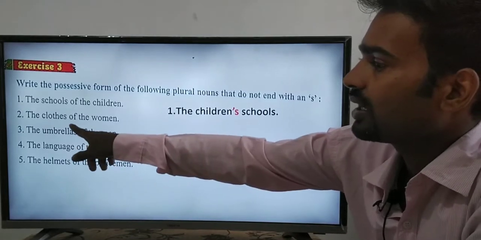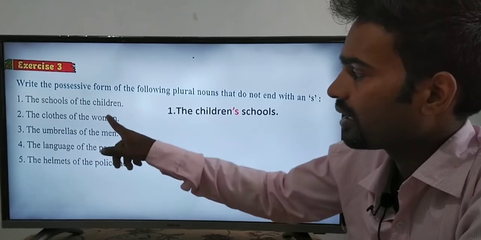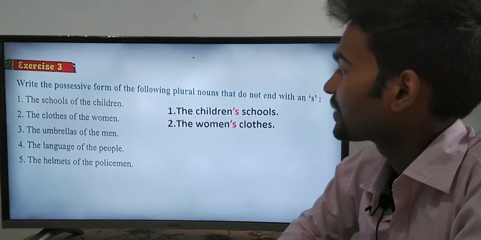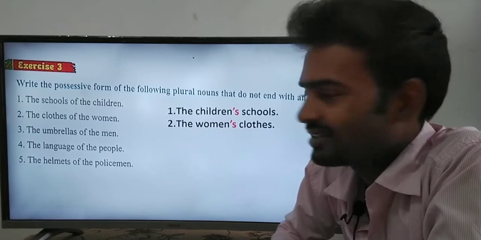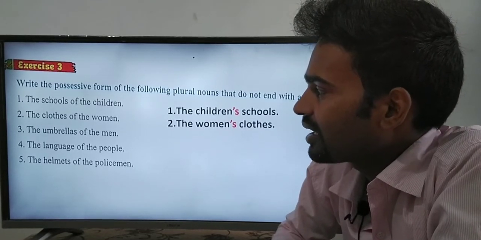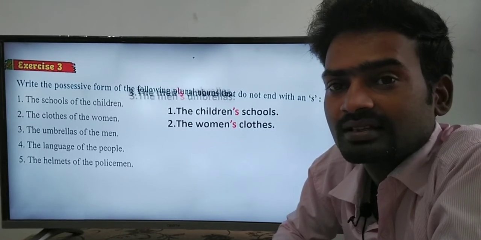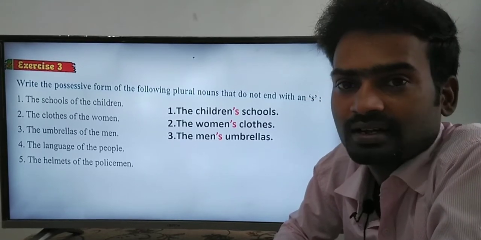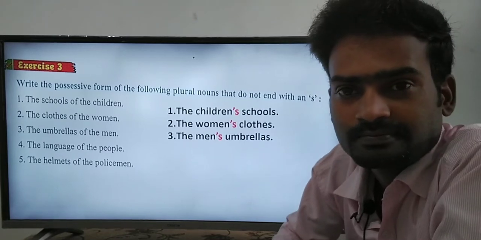And the second one, the clothes of the women. Women is already a plural, we add apostrophe and then s, the women's clothes. The women's clothes, right? The next one, the umbrellas of the men, the men's umbrellas. Understand where to use the apostrophe, right?